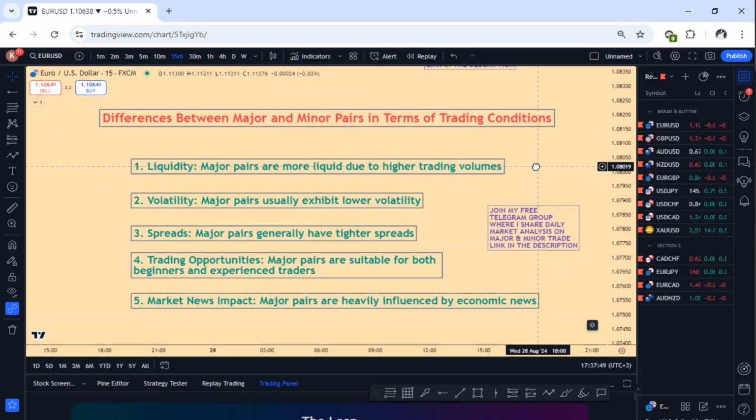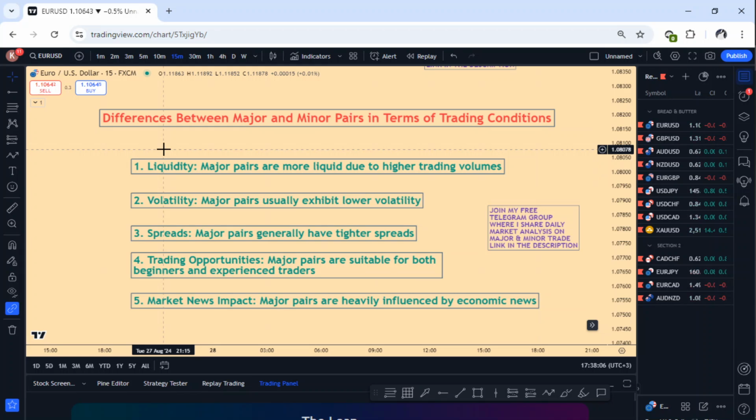Now let's check on the differences between major and minor pairs in terms of trading conditions. Let's begin by looking at liquidity. Major pairs are more liquid due to higher trading volumes, making them easier to trade without large price changes.